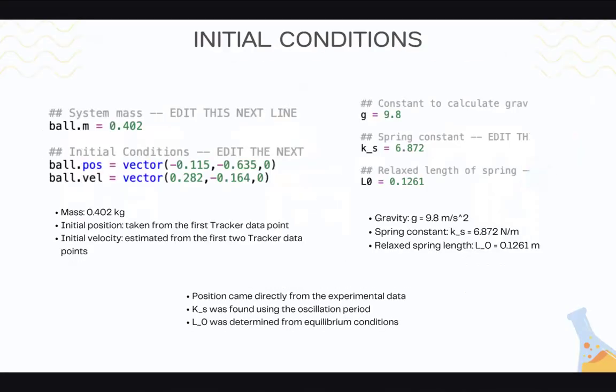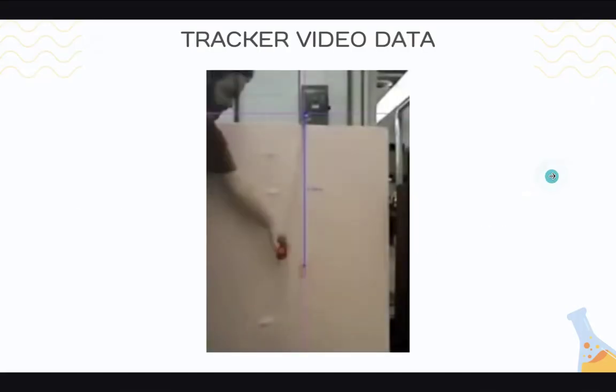And for the initial conditions of the model, the mass was 0.402 kilograms. The initial position came directly from the first tracker data point, and the initial velocity was estimated from the first two tracker points. I also used g equals 9.8 meters per second squared, a spring constant of 6.872 newtons per meter, and a relaxed spring length of 0.1261 meters. The position came from the experiment data. The spring constant was found from the oscillation period, and the relaxed spring length was determined from the equilibrium conditions. I also included a slide showing the tracker video data, since that was the source of the observed X and Y position values used in the comparison.